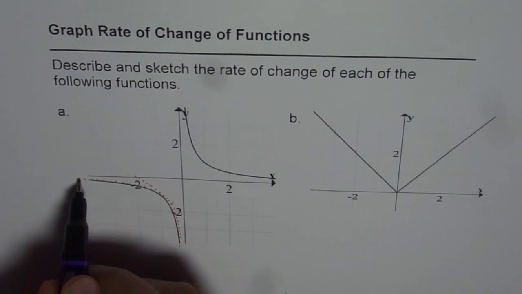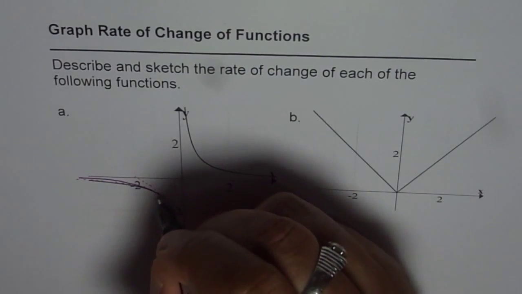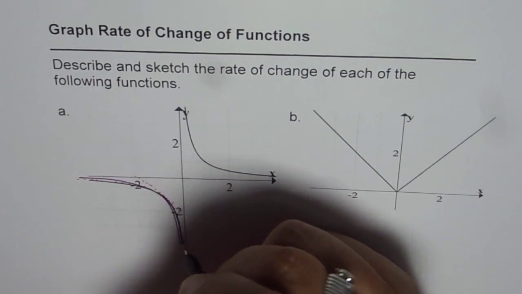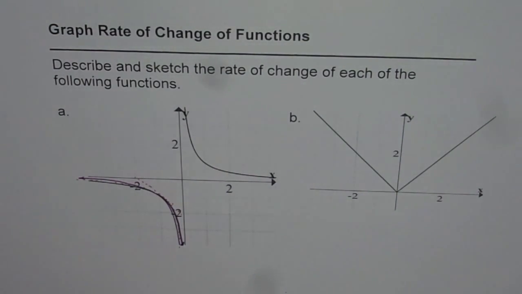So we can draw this as this graph, right? This point is 1, so let me just draw like this. So this seems to be a representative of the rate of change of the given function, right?